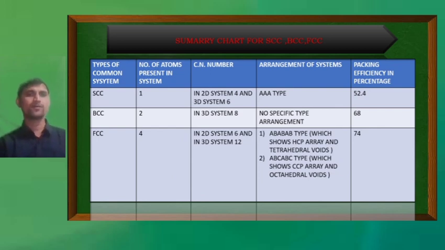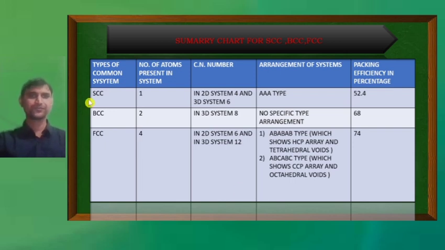We already know these are the common types of systems. The number of atoms we already discussed, but see in the chart, SCC shows number of atoms 1, coordination number in 2 dimensional 4, and in 3 dimensional 6. The arrangement, SCC shows AA type of arrangement, and the packing efficiency is 52.4%. Next one, BCC. BCC shows number of atoms 2, coordination number in 3 dimensional 8, no specific kind of arrangement, and the packing efficiency is 68%.